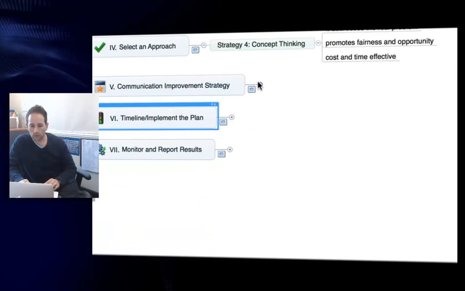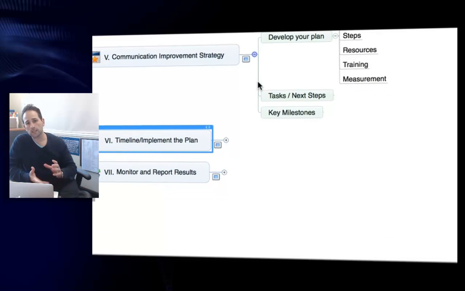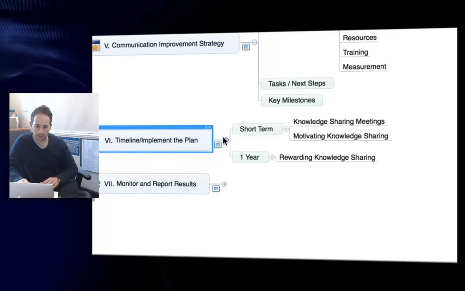So moving on to the communication improvement strategy, this will be outlined further in the written report, but this is probably where I'm heading with this. So in that plan, I will develop these areas: targets, budgets, schedules, steps, resources, training, and the measurement. So I would bring both teams together and put all these tasks down, create our next steps program, and align them to our key milestones. So when we get to the evaluation of our project, we can actually see their successes.